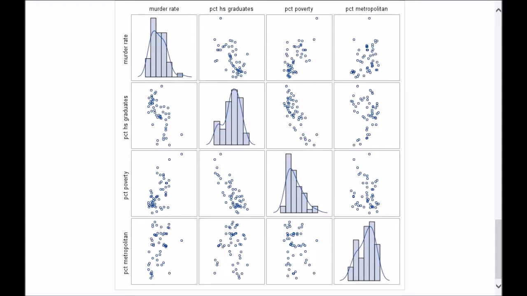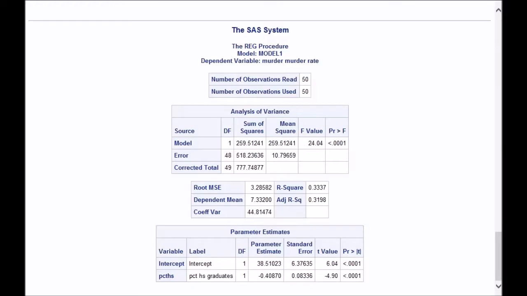We're going to start out with a model where we only use high school graduation rates as a predictor, so just a single predictor model. And I'm conducting these analyses in SAS, but you would get the same results if you were to use Stata or SPSS or R or any other statistical package.